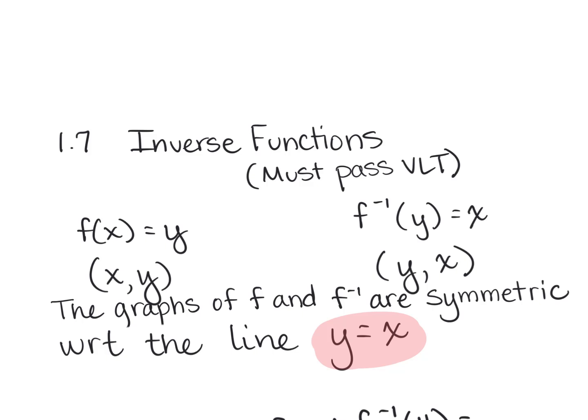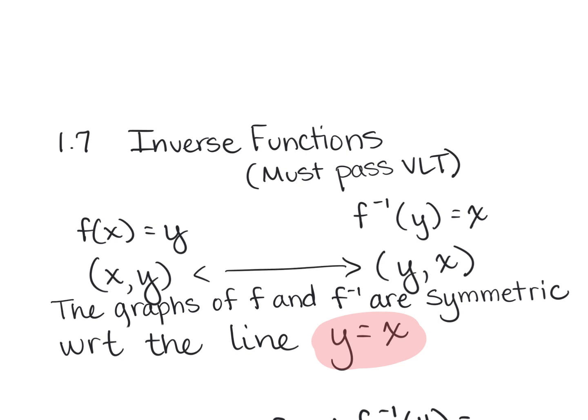In section 1.7, we're talking about inverse functions, and these must pass the vertical line test once you have found the inverse. So you have to keep that in mind for later in the section. If you have a normal function, f of x equals y, then it has the ordered pair point x, y. When you talk about its inverse, it's f inverse of y is equal to x. So your ordered pair points are going to switch locations. X's become y's become x's.